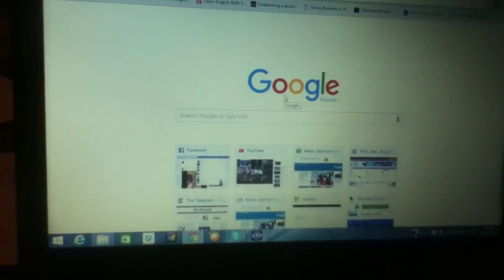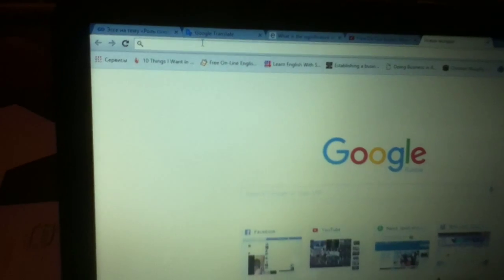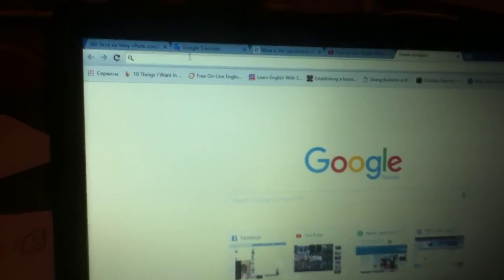All you need is a phone or a computer. For example, I have a computer here. It's on Google. So, let's look at question 1. Question 1. In what year did Christopher Columbus discover America? Well, I can go to Google and type the question in English first.